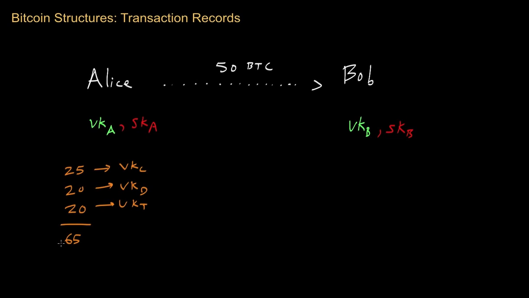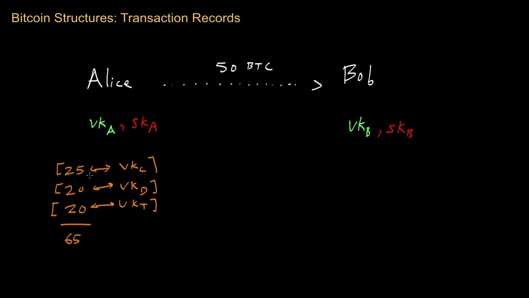To start off, a transaction from Alice to Bob for 50 bitcoins will contain information about these previous transactions. Each of these previous transactions where Alice received some bitcoins will have been recorded in the Bitcoin ecosystem, so they're going to be made public just like every other transaction.